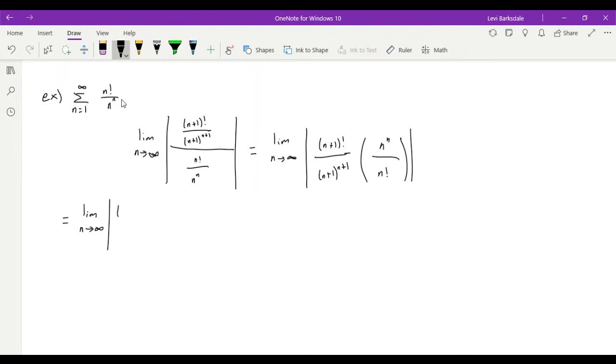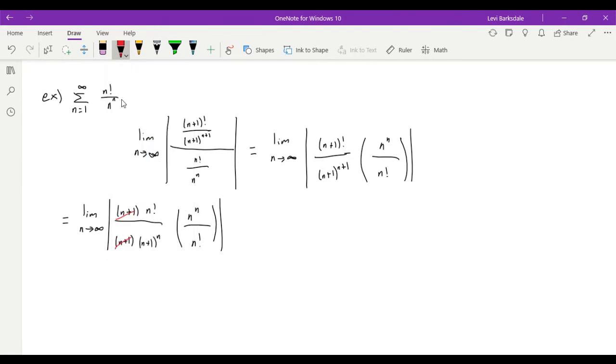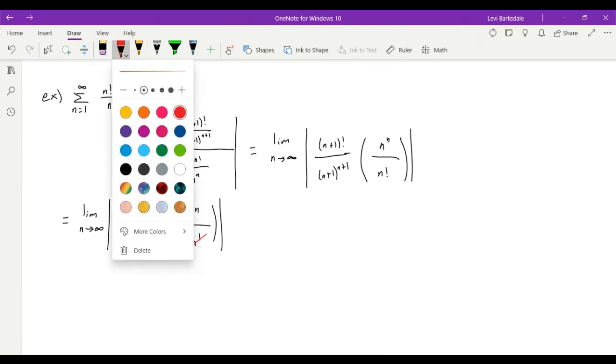And to do that, we could take out an n plus 1 multiplied by n factorial. Then we have n plus 1 times n plus 1 to the nth multiplied by n to the nth over n factorial. What can we cancel? Well, we can cancel an n plus 1 from top and bottom as well as an n factorial. Cool.